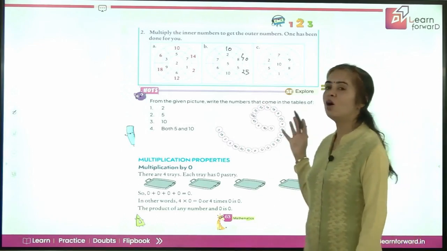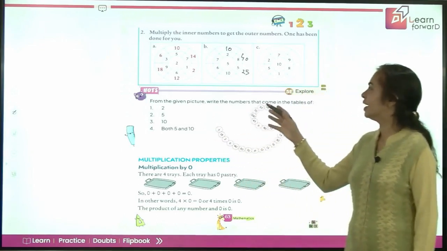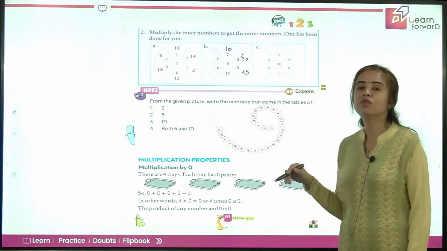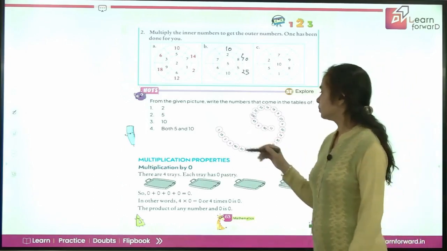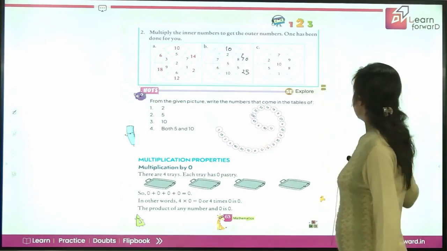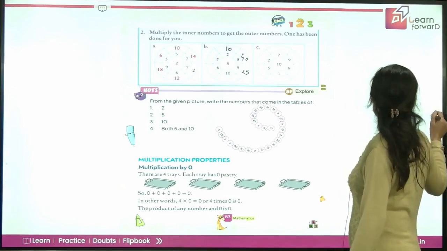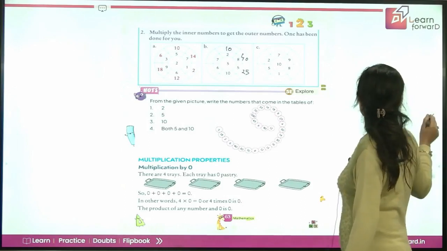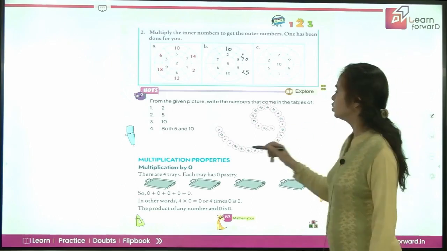Moving to hots now. From the given picture, write the numbers that come in the tables of 2. So, let's see. 2 comes in which table? Which numbers come in the table of 2? Let's start from the first one.